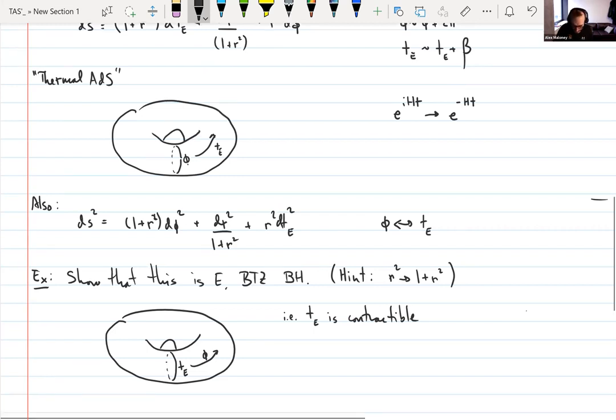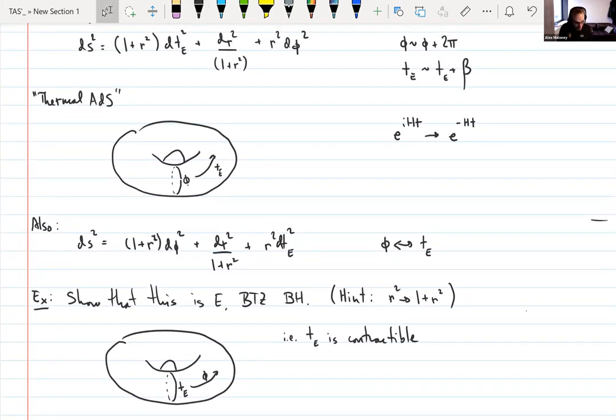Now, let's go ahead and investigate this geometry in a little bit more detail. So in particular, we have some periodicity conditions that t and phi are going to obey. They're just going to be the same periodicity conditions that I wrote up here, but with t and phi switched. So in particular, phi is going to be periodic with period beta, and t is going to be periodic with period 2 pi.